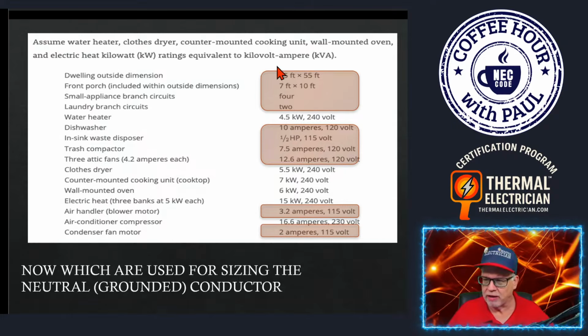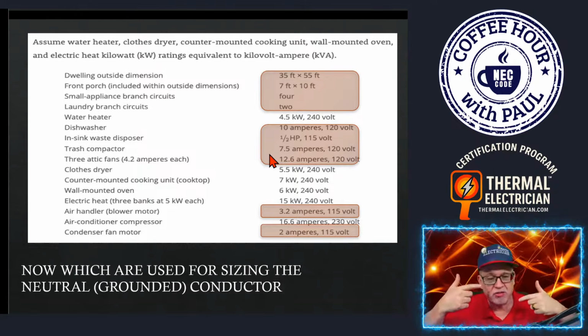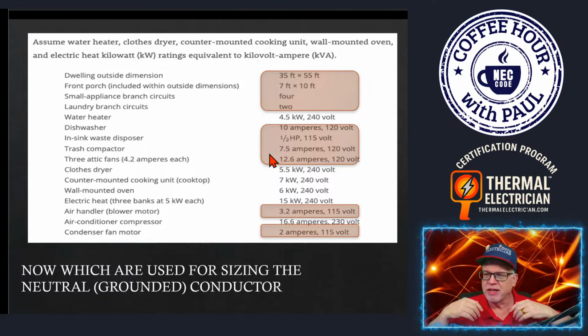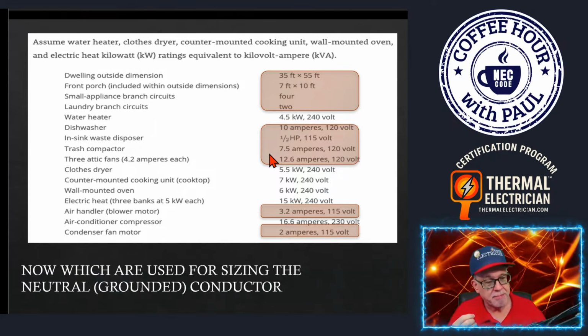Okay. But with that said, I'll show you real quickly how we do the neutral calculation using the standard method. So all of these things you see that are highlighted are in play. Now, this wall-mounted oven, this counter-mounted cooking unit and the dryer are still in play as well for the neutral. I just don't have them highlighted because we're starting out with the things that are 120 volt loads. And when we say that, it means that they have a neutral component. So that's important, okay?